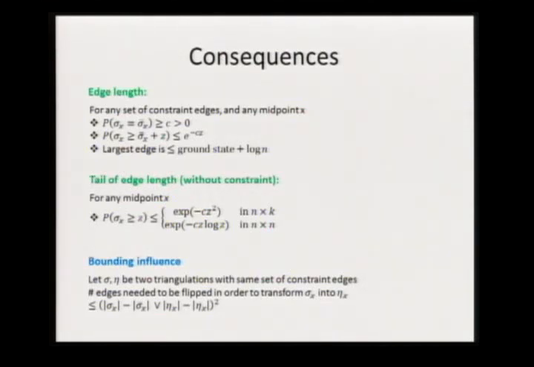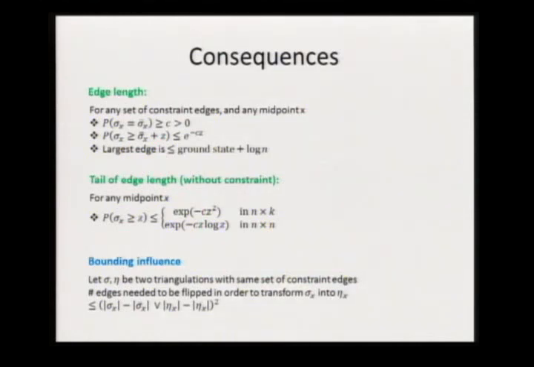Also, it gives you an exponential tail for the size of the edge to deviate from its minimum value by z. You get some decay that decays exponentially in z, at least, for any constraint. And it also gives that the largest edge you have in your triangulation is at most the minimum value of the edge, the ground state value, plus log n. So it immediately gives that all those sticking-in edges have size at most log n.